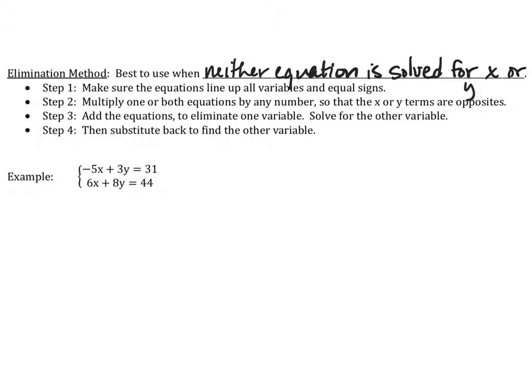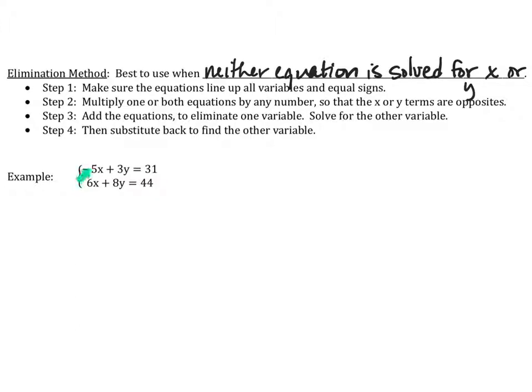The next thing I want to do, and this may or may not be necessary, is to multiply one or both equations by a number to make sure I've got opposite coefficients. So opposite coefficients would be like a -2x and a positive 2x. So a -5 and a positive 5, which I don't have here. I have a -5 and a 6, and a 3 and an 8.